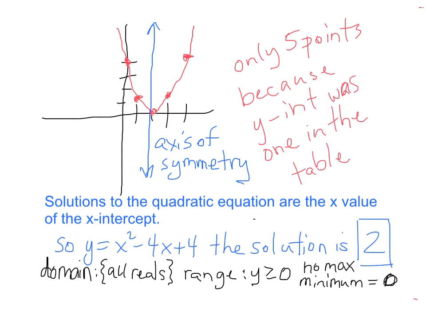And you can see in blue I've got my vertical x equals 2 axis of symmetry line. I've plotted the 5 red points, and I've drawn a curve something similar to that goes through those points. And the solutions to the quadratic equation are the x value of the x-intercept. So in this case, you can see the red graph hits the x-axis at the point 2. Or you can say that the x-intercept is (2, 0), and therefore the solution is 2.